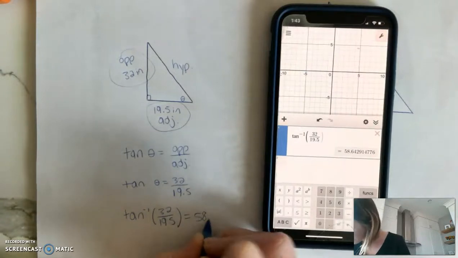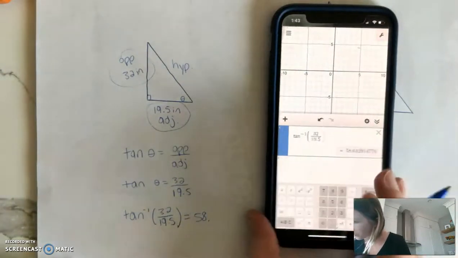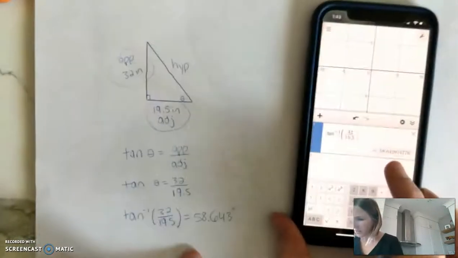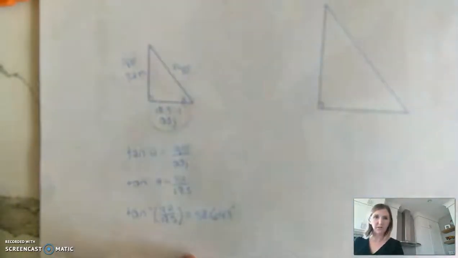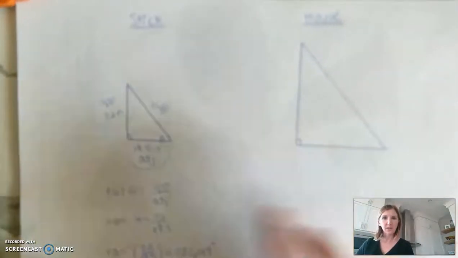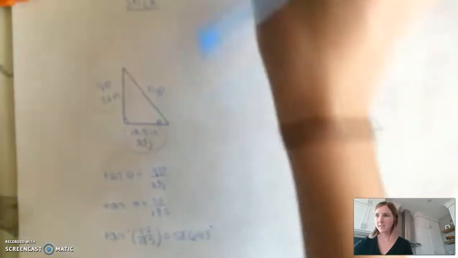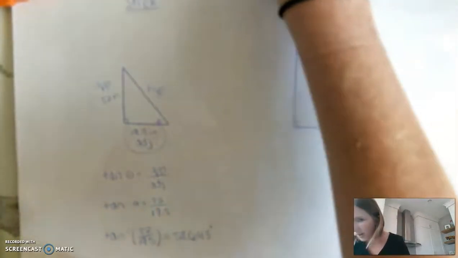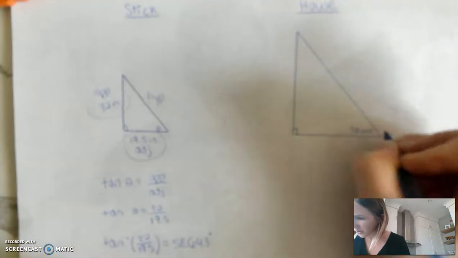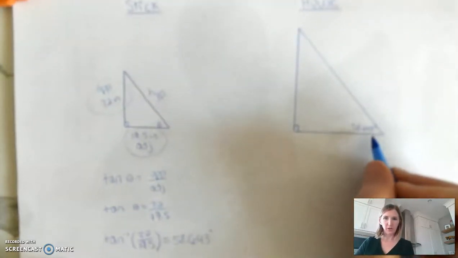So 58.643 degrees. That's the angle of elevation of the sun. Since I measured the stick and the house at the exact same time during the day, both triangles have the same angle of elevation. So I'm going to go ahead and plug in 58.643 degrees into the angle of elevation of the house.